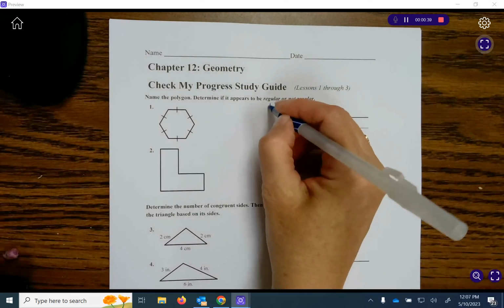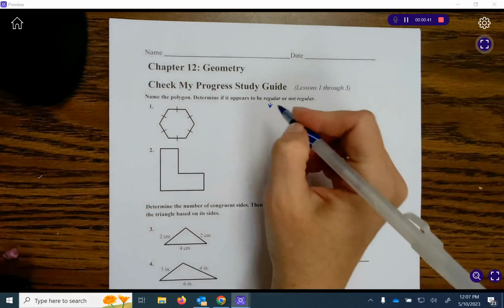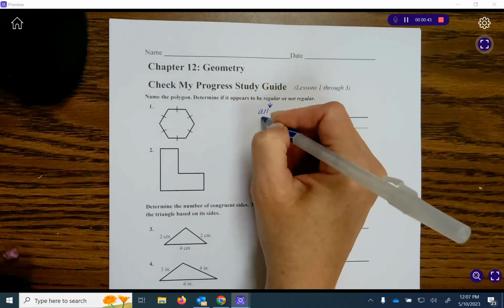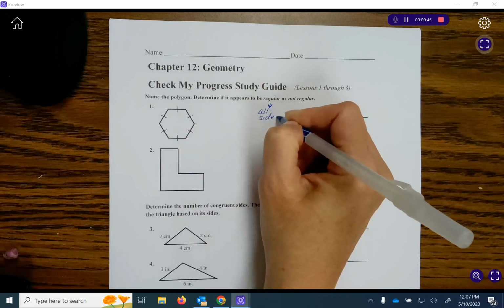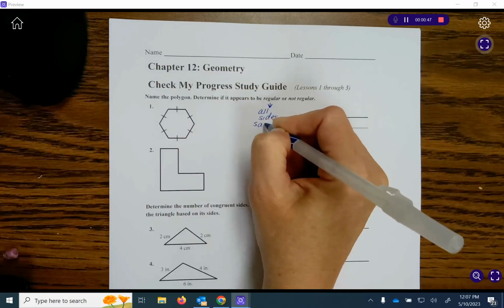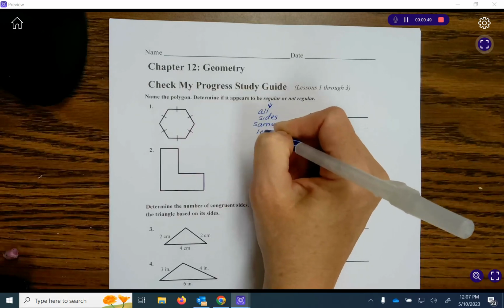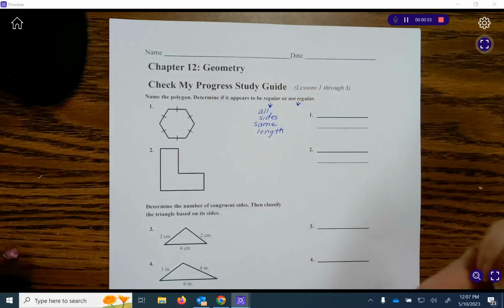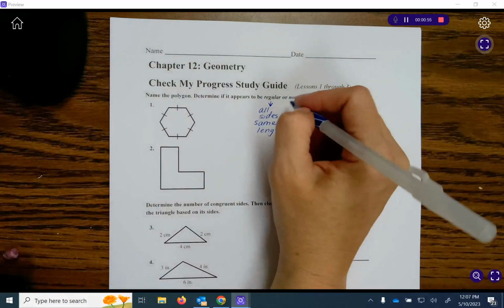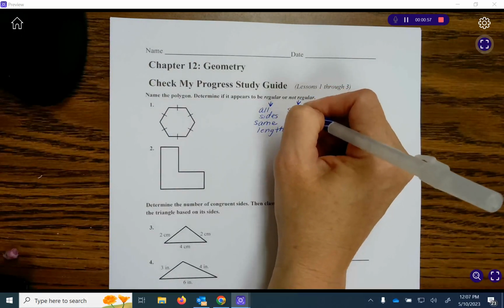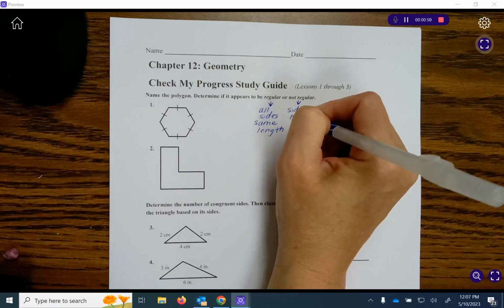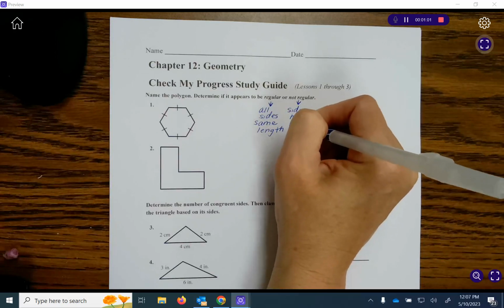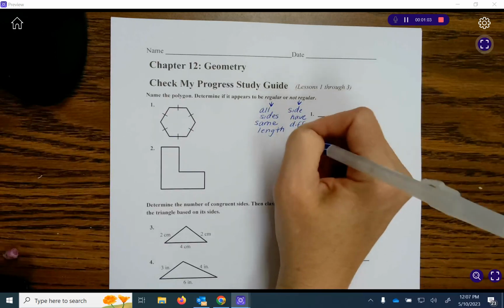A regular polygon, all of the sides are the same length. And a not regular or irregular polygon, sides have different lengths.